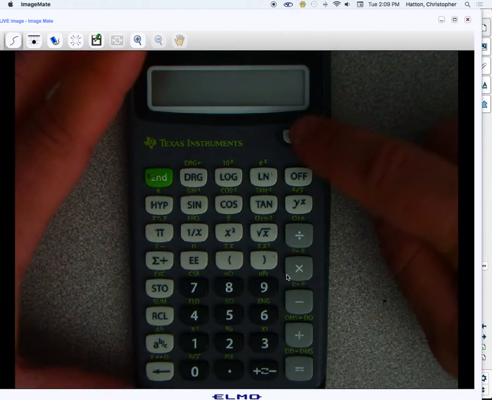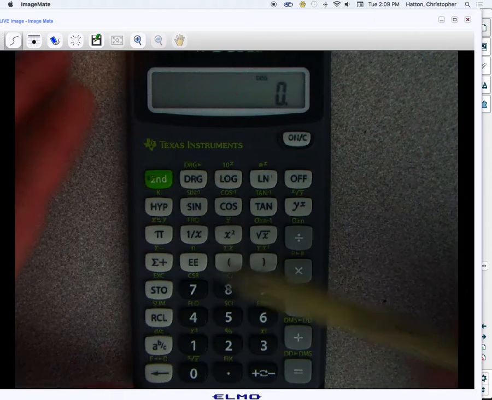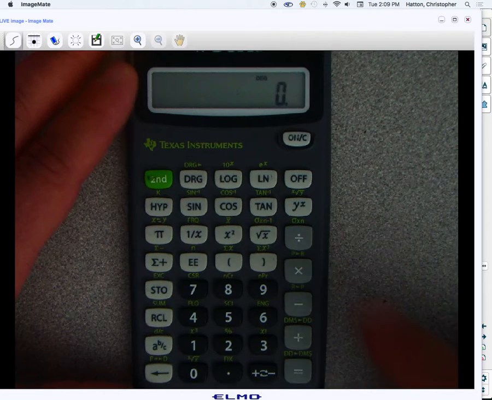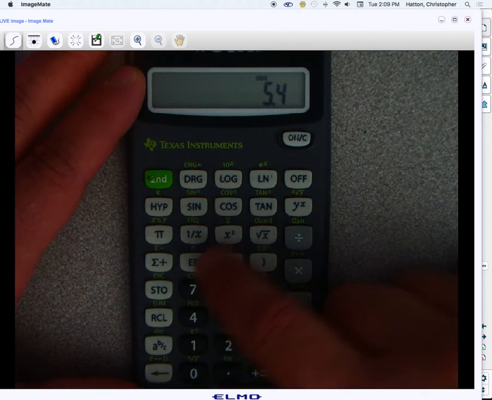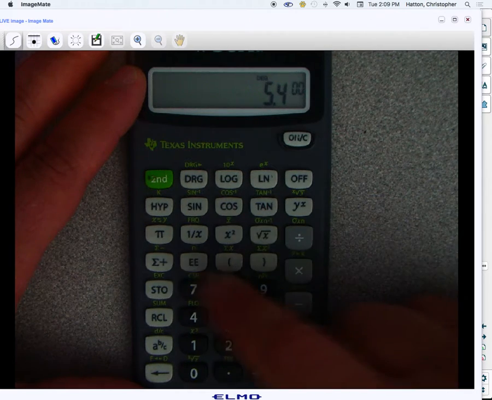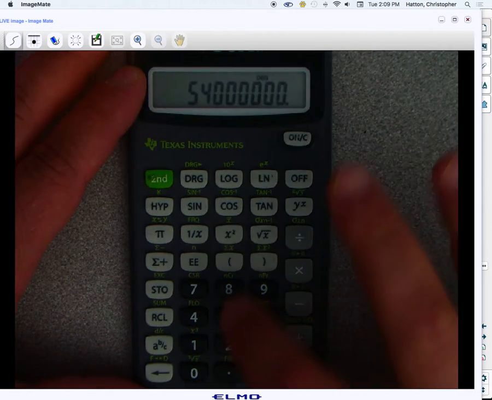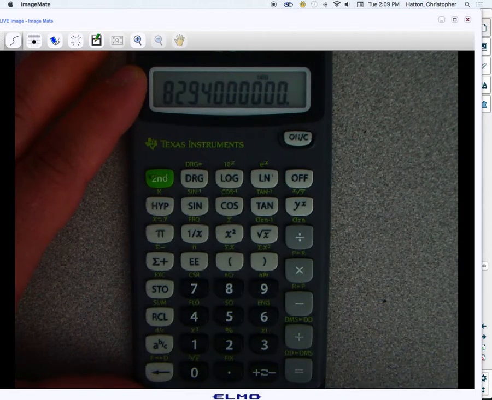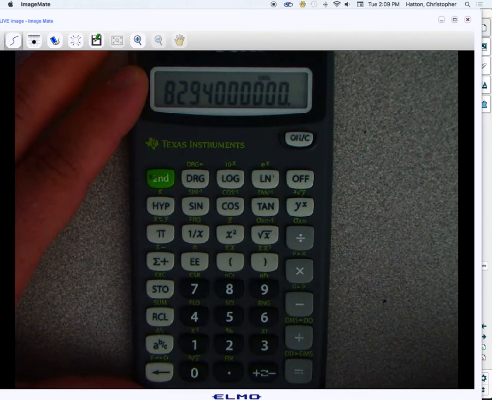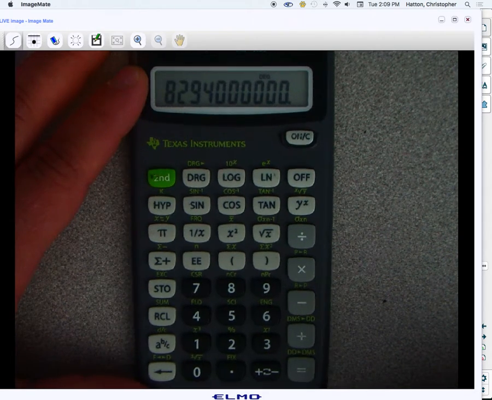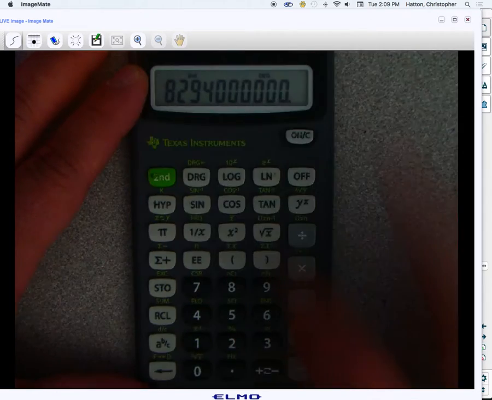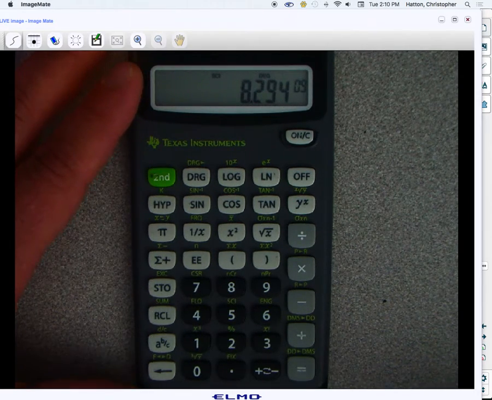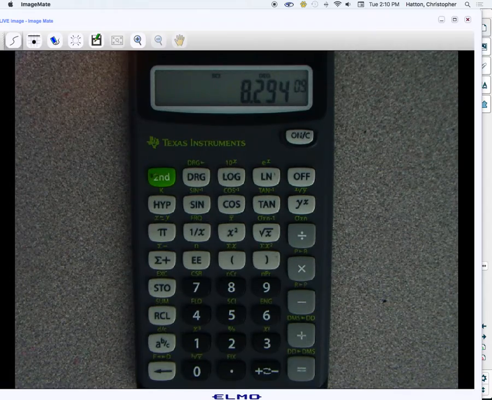If I have this calculator, the EE button right here stands for scientific notation. So I can do the same problem by doing 5.4 EE, which is like times 10 to the 7th power, plus 8.24 EE 9, and I press equals, and there it gives me my answer in standard form. If I want to put that in scientific notation, I can hit the second function button and hit 5. And there we have 8.294 times 10 to the 9th power, which is in fact the same as what we had previously.